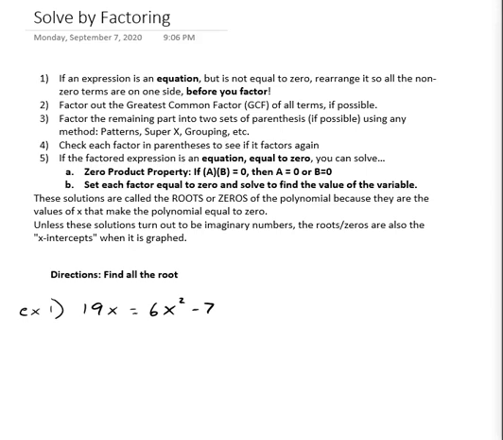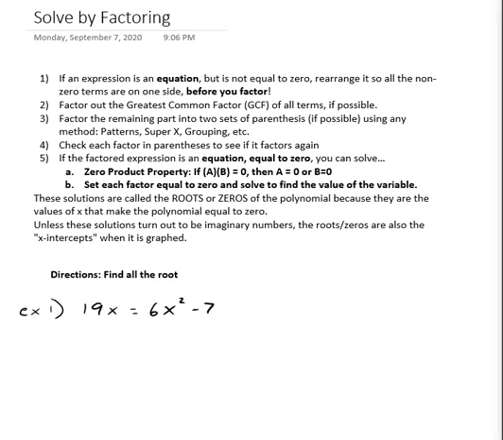Our next lesson is solving by factoring. Step 1: If an expression is an equation, but it is not equal to 0, like in example 1 below, rearrange it so that all the non-zero terms are on one side before you factor, meaning set it equal to 0 before you start. Step 2: Factor out the GCF of all the terms if possible.